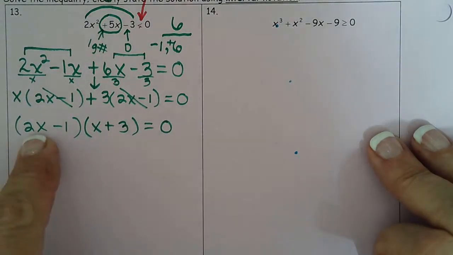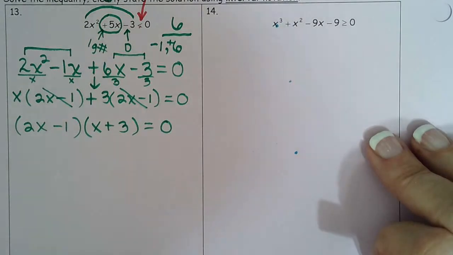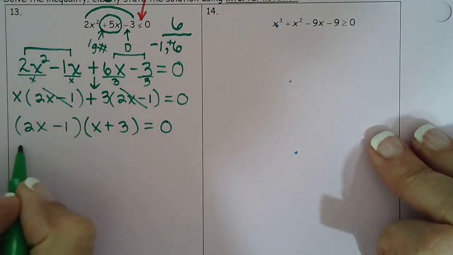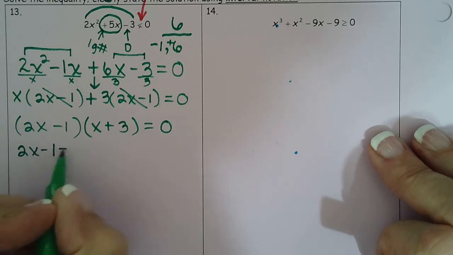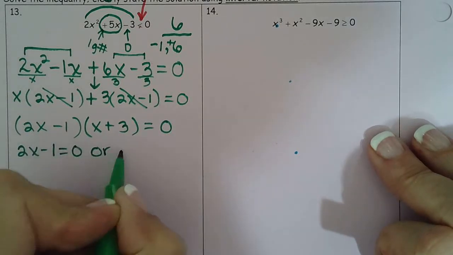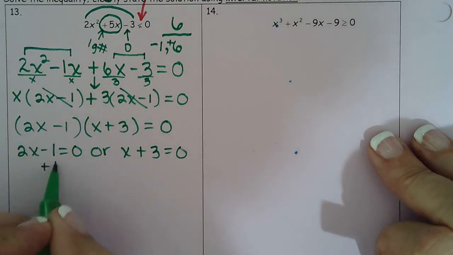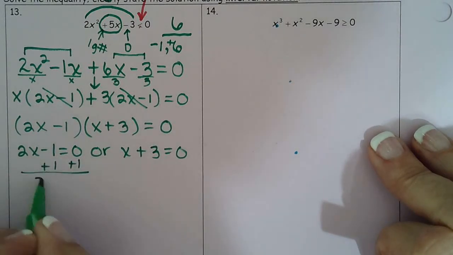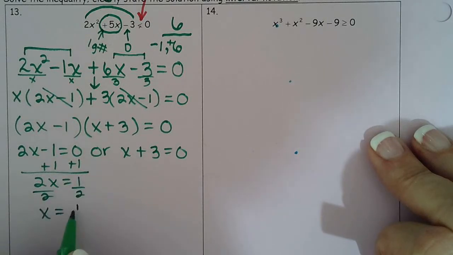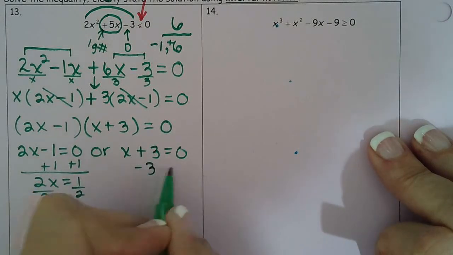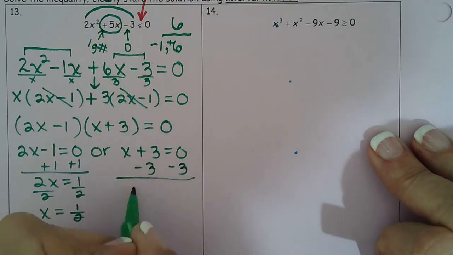And then if A times B equals 0, man, you had the zero factor property like a million times. Either A is 0 or B is 0. So we get 1/2 for our first one. 2x equals 1. X is 1/2. And on this one, we get x equals -3.